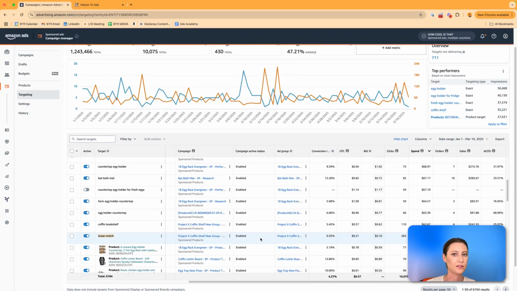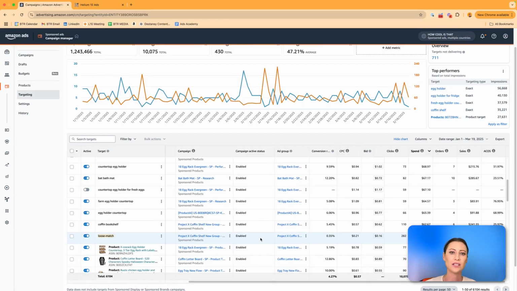Not relevant. If it's protein, chocolate versus vanilla, it's still relevant. If it's coffin bookshelf versus black bookshelf, still relevant. So identify those first. Negate them if needed. If you don't want to show up for someone's brand name, negate that as needed.